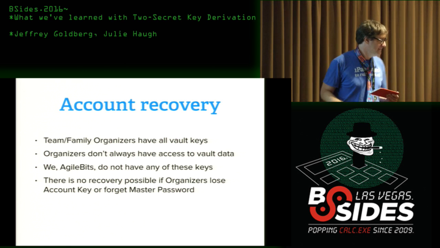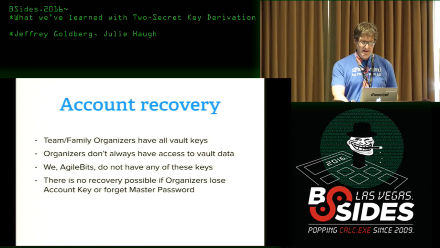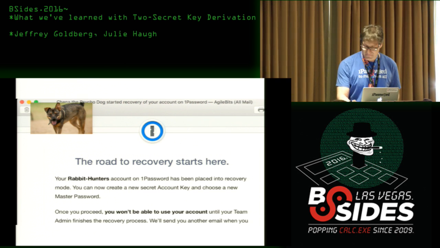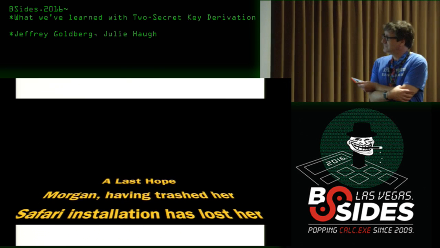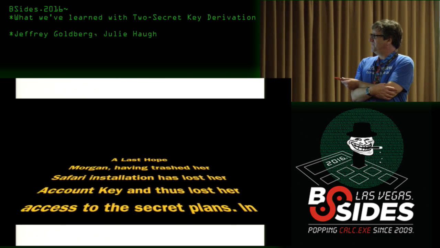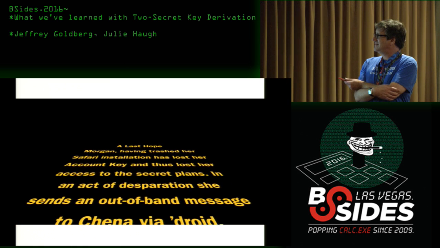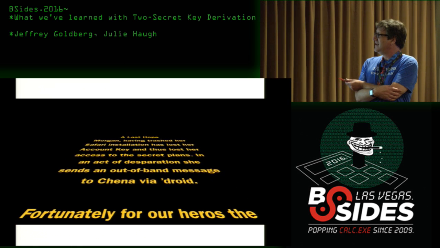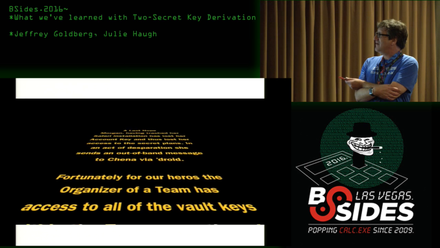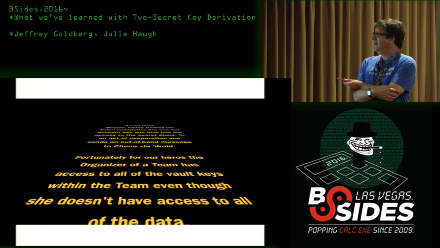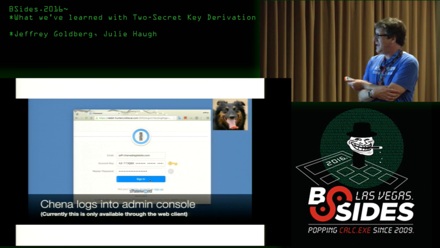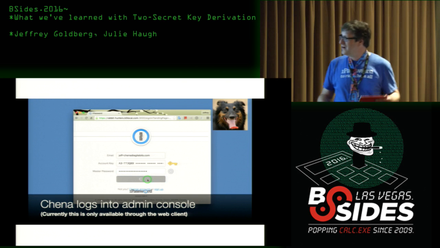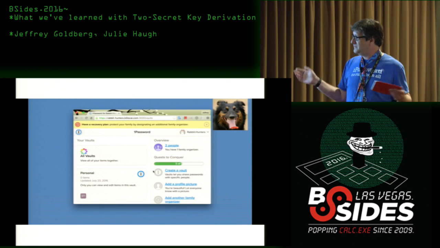OK, so here we go with recovery. Morgan, having trashed her Safari installation, has lost her account key and thus lost her access to the secret plans. In an act of desperation, she sends an out-of-band message to Chaina via Droid. Fortunately for our heroes, the organizer of the team has access to all the vault keys, blah, blah, blah, blah, blah. OK, so now, Chaina's gotten this out-of-band message, which obviously I'm not showing.